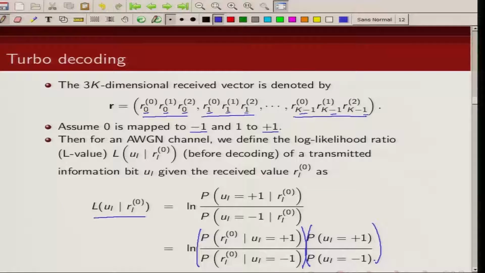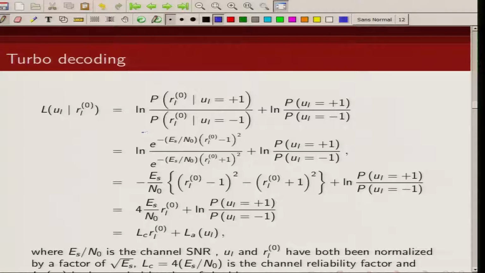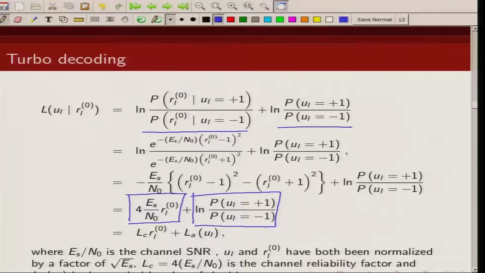So, log of A times B is log of A plus log of B. So, we can write it as this is one term and this is another term. Now, we are talking about additive white Gaussian noise channel. So, we can find out what is the likelihood ratio. So, we plug that value in here, and after simplification what we get is a term of the form this. So, there are 2 terms, one is this and another is this.